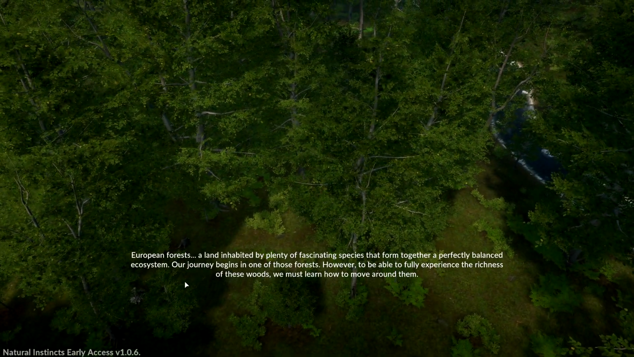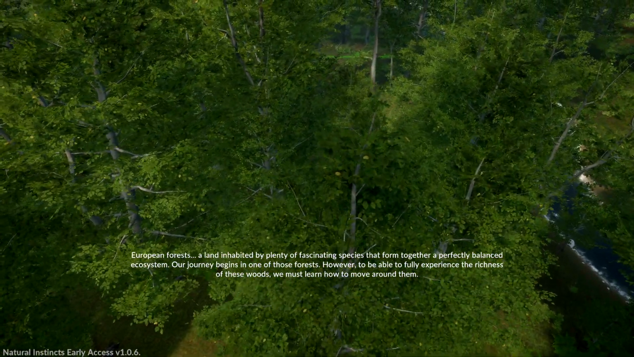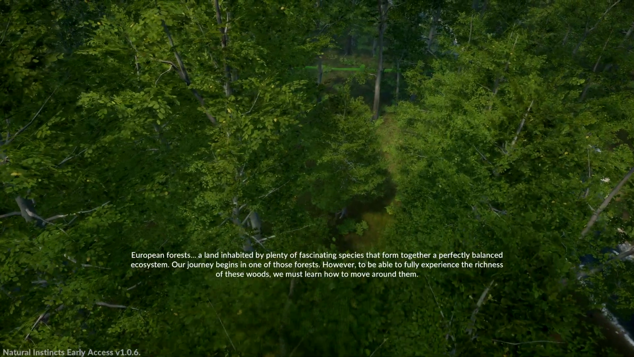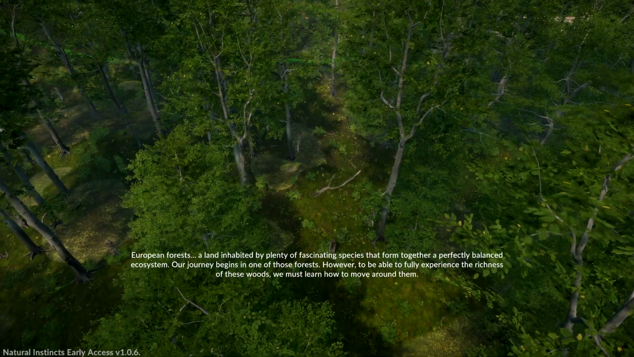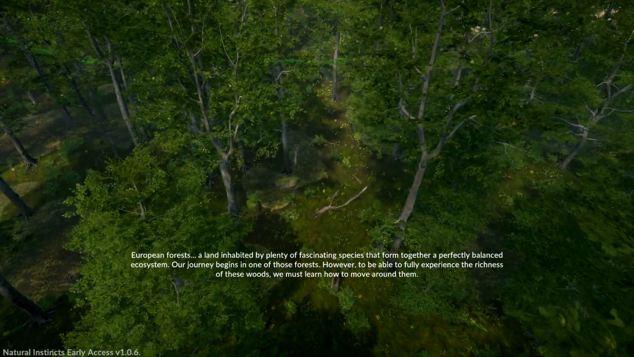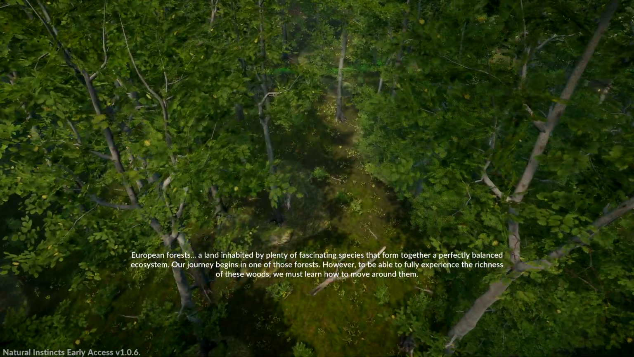European forests, a land inhabited by plenty of fascinating species that form together a perfectly balanced ecosystem. Our journey begins in one of those forests. However, to be able to fully experience the richness of these woods, we must learn how to move around them.